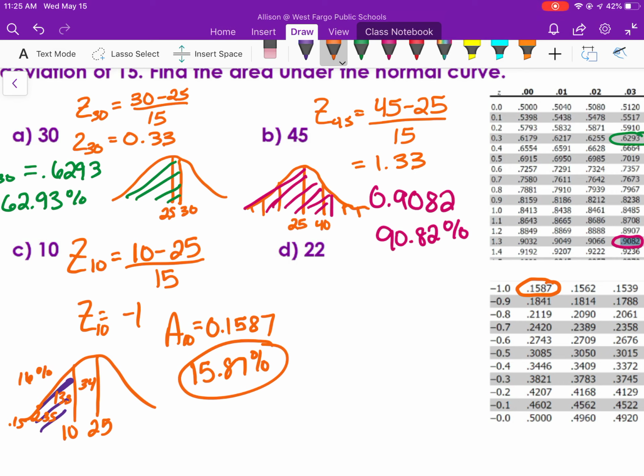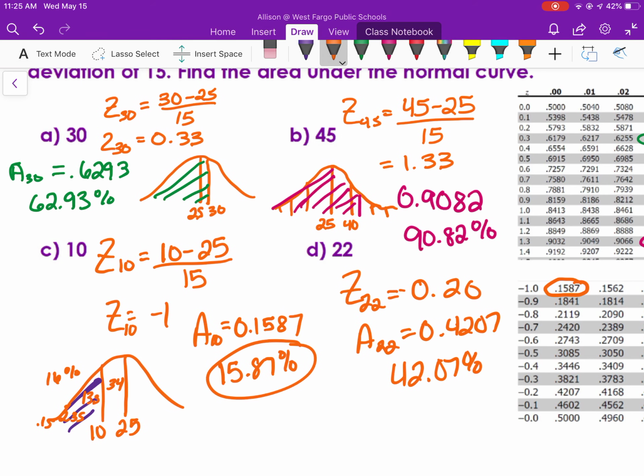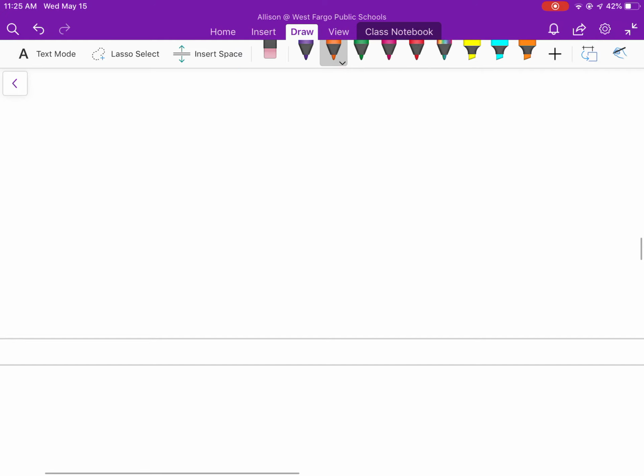So if you did the z-score for 22, I'm just going to give you the answers if you want to try it. I got -0.2. So the area to the left of 22, I got 0.4207, or about 42.07% of the data is to the left. So if you want to give D a try on your own, that's the answers that you should get.